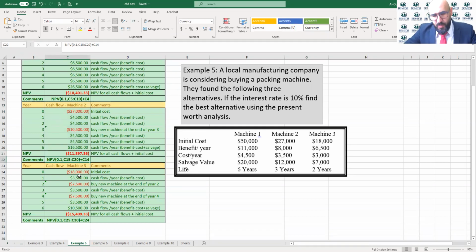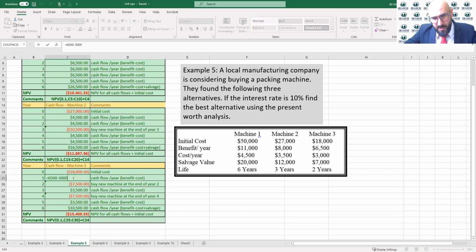And the last machine, machine 3, this machine will last for 2 years. So every 2 years we have to buy a new machine over the 6 years. So we need to buy 3 machines, one in year 0, one by the end of year 2, one by the end of year 4. So year 0 would be the 18,000. 3,500 would be the net cash flow, which is the benefit minus the cost.